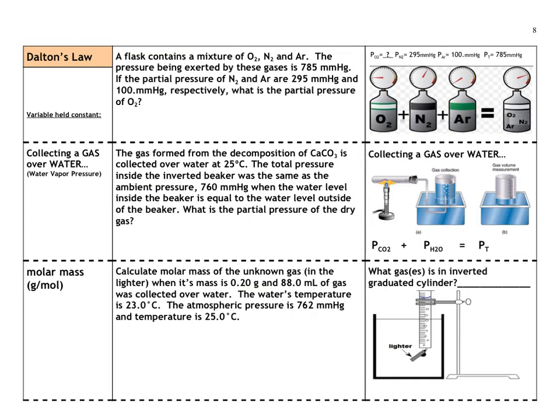Dalton's law describes how the total pressure of a system equals the sum of the partial pressures of each of the gases. So all the variables held constant are the following: you have R, you have T, and you have V.